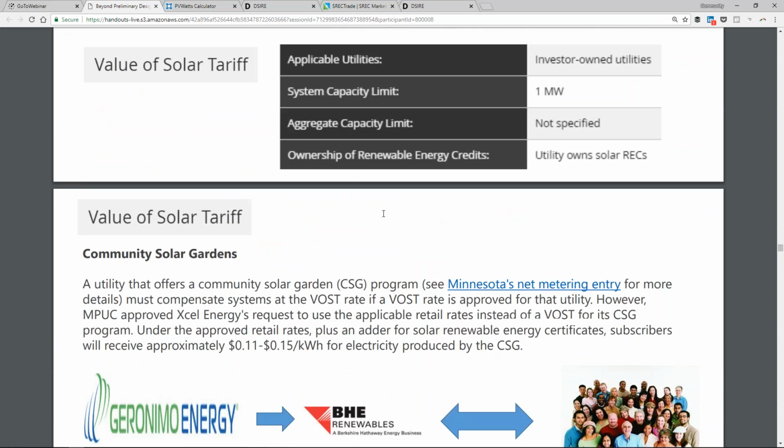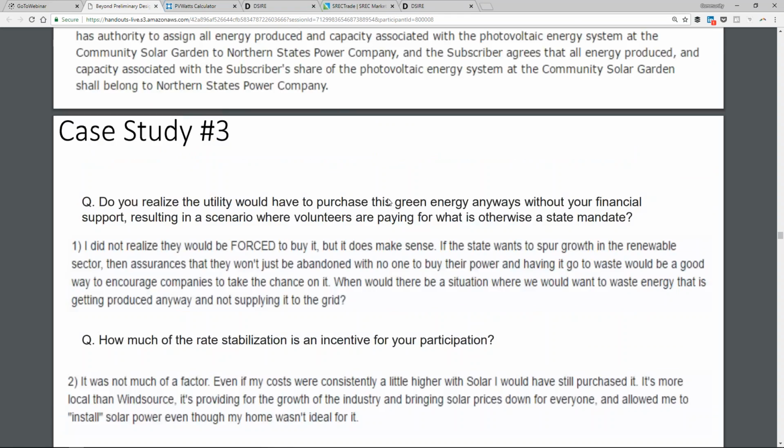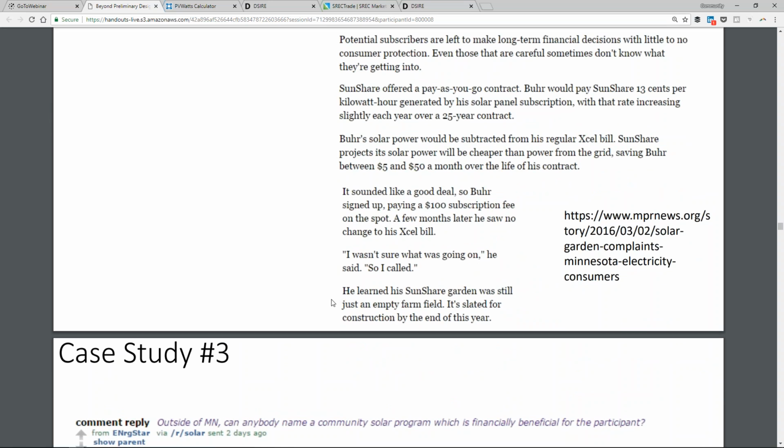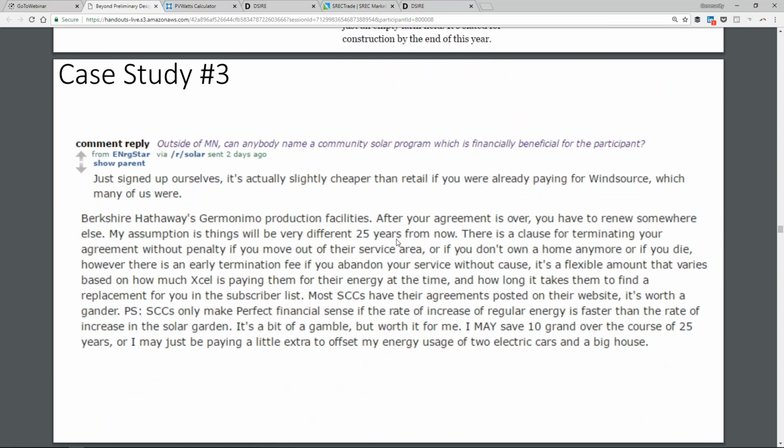This is why Mr. Burr signed up for a program only to discover that the project hadn't been built yet. He's signing up because he's willing to pay the 13 or 14 cents today, knowing that the rate structure down the road is a guaranteed hedge, which may or may not end up saving him money. Now, $50 a month, I doubt it.